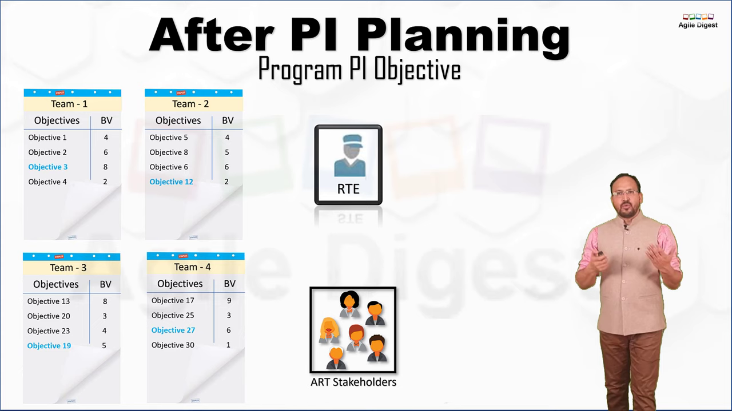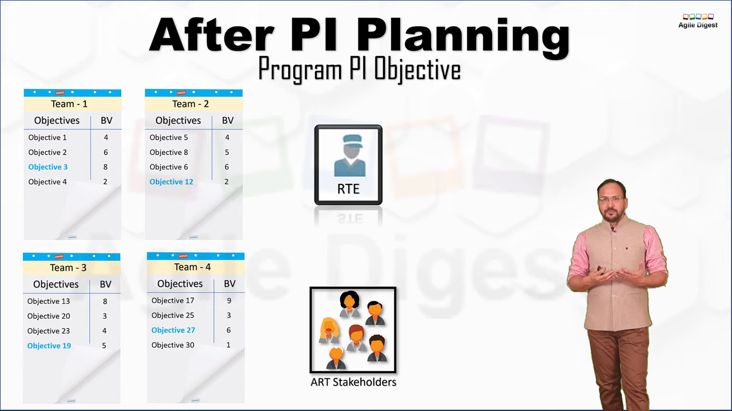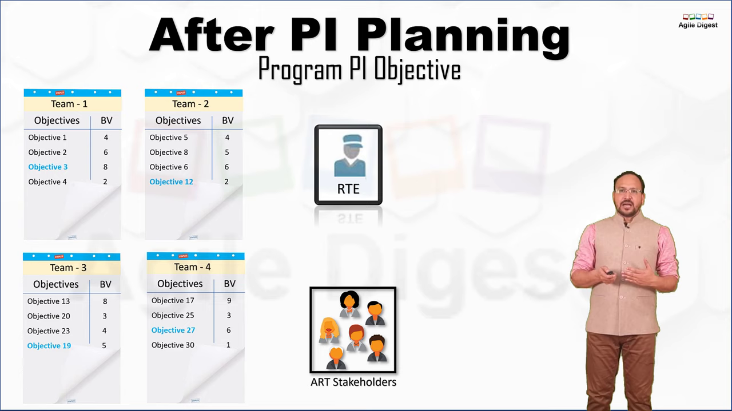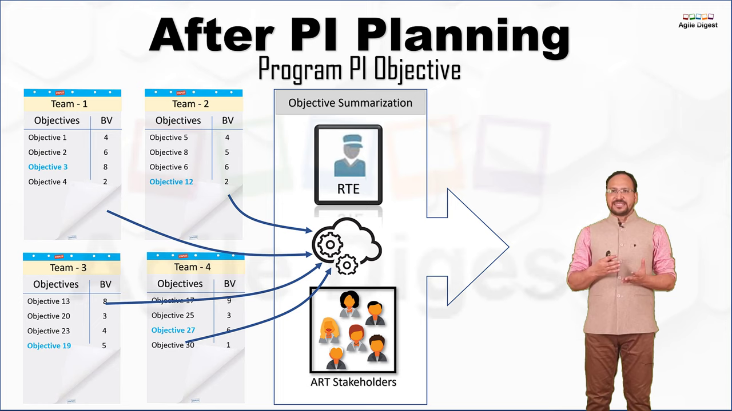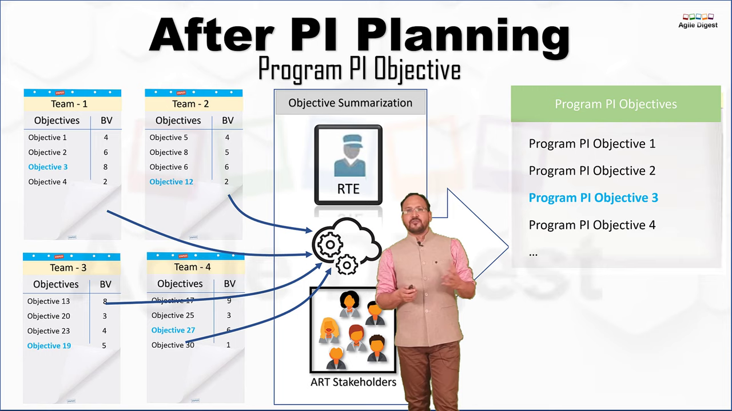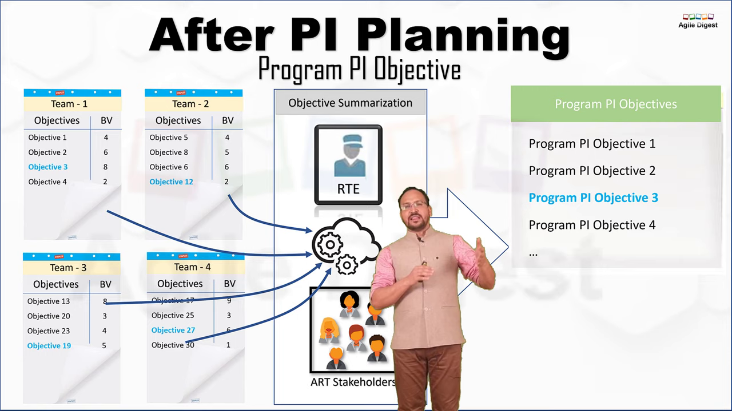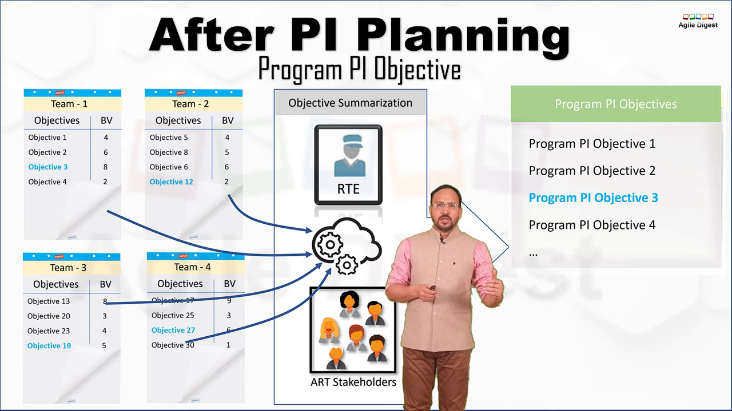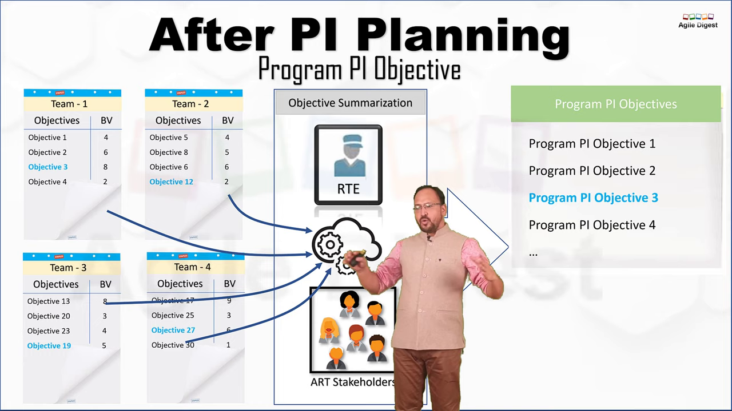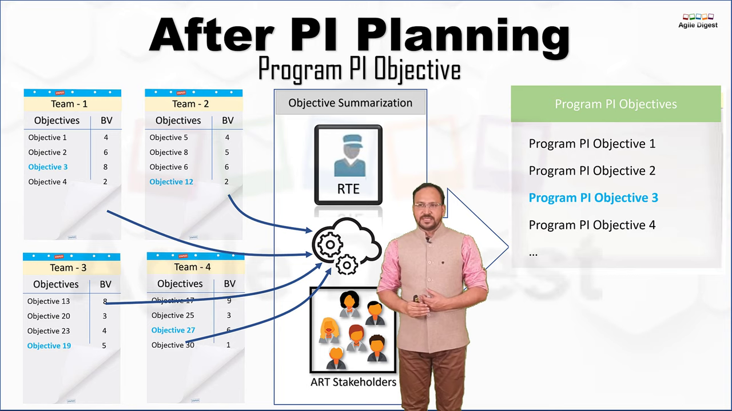Let's try to understand, once our PI planning is done, what we'll be doing. Each team has their own PI objectives: team 1, team 2, team 3 and team 4. They have different PI objectives at the team level. So the RTE and our stakeholders take all those PI objectives and summarize them into program level objectives. The program level objectives will come from each team, and those program level objectives are shared among all the teams. So for the iteration, each team has an iteration goal. For the PI level, they have team PI objectives, and as a whole ART, they have common program PI objectives that they will be working on.